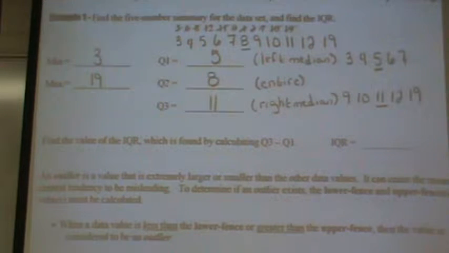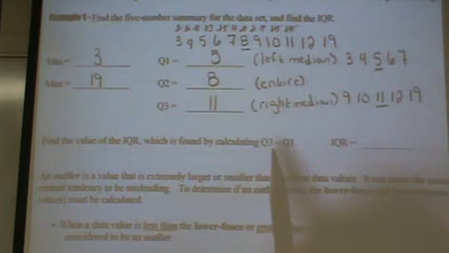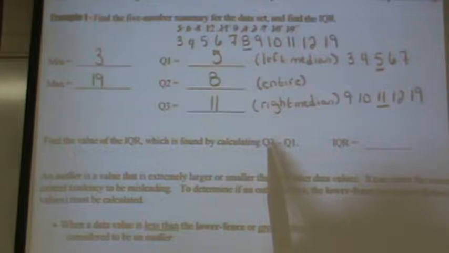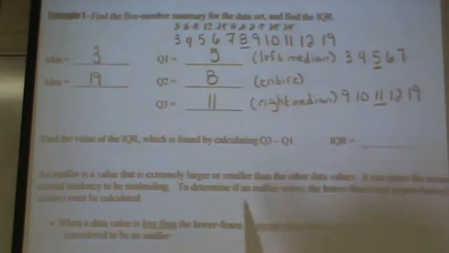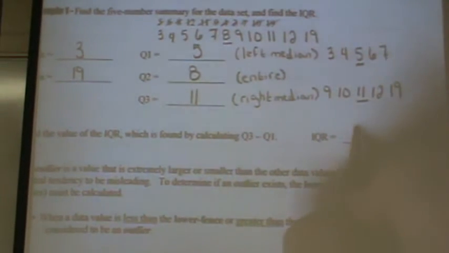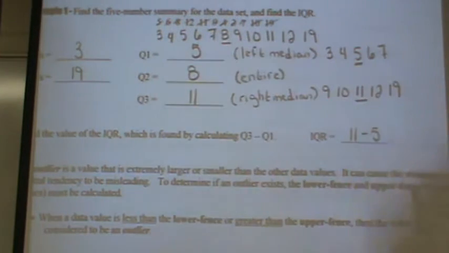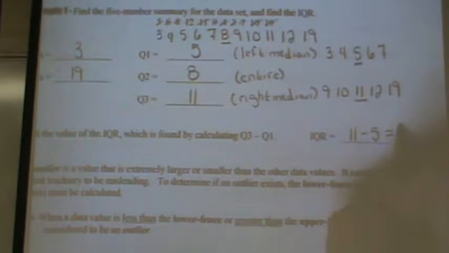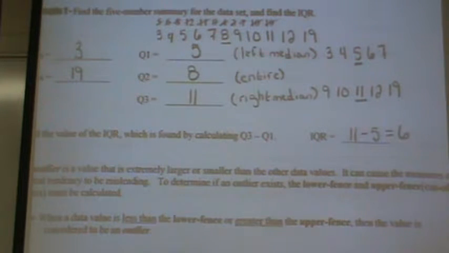Now we want to find the IQR value. And we calculate the IQR value by taking our Q3 value and subtracting our Q1 value. So we're going to have 11 minus the 5 that we found for Q1, and we get 6. So our IQR value is 6, our interquartile range.